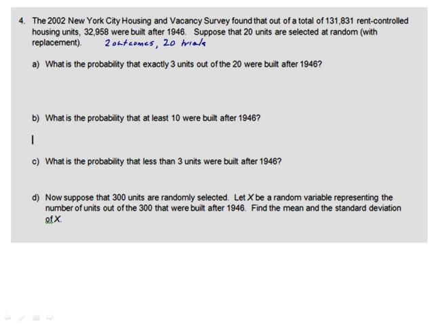And our probability of success would be the 32,958 divided by the 131,831, which just happens in this problem to come out to be 0.25. So we have a binomial experiment with 20 trials, a value for p of 0.25, and now we're trying to find the probability that x is exactly 3.